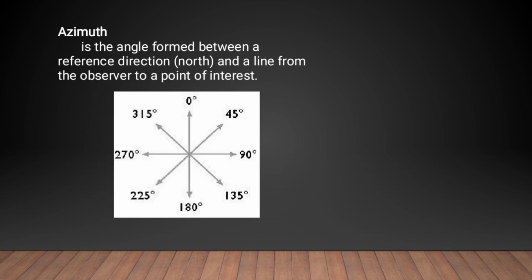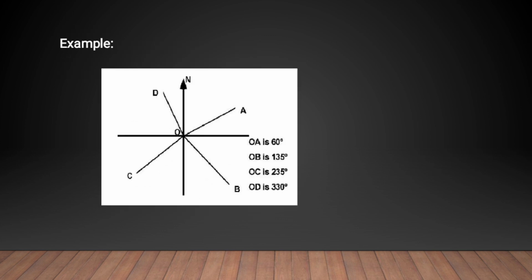So what is azimuth? Azimuth is the angle formed between a reference direction north and a line from the observer to a point of interest. So 0 degrees to 360 degrees. So for example, the side OA is equal to 60 degrees and the side OB is 135 degrees and side OC is 235 degrees and last side OD is 330 degrees.